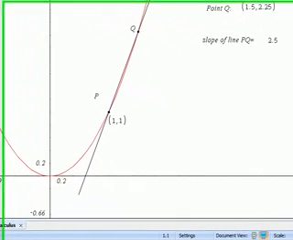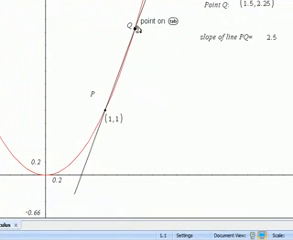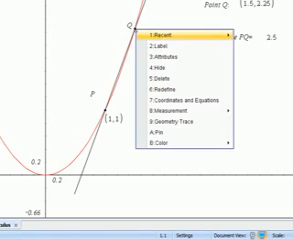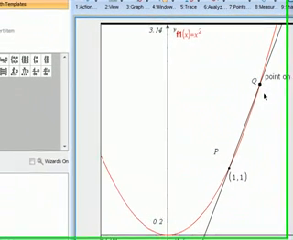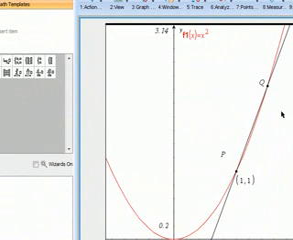Now, here's the big question. Can I make this work with all this other stuff that's going on right now? If I grab point Q, okay, point Q, let me grab point Q a different way. Point Q is movable. And so what I can do, maybe, is if I grab point Q, I can slide Q closer to point P.